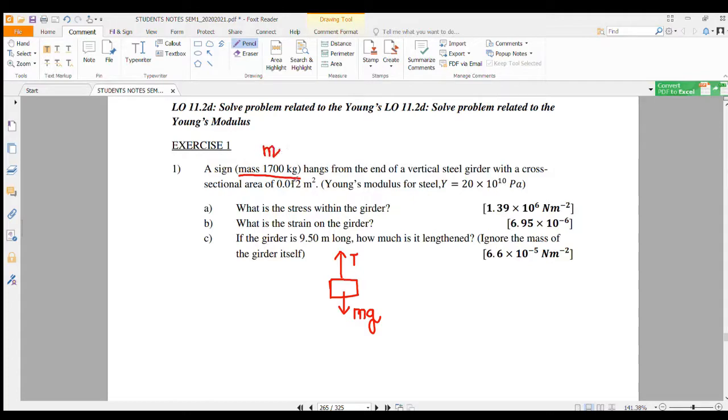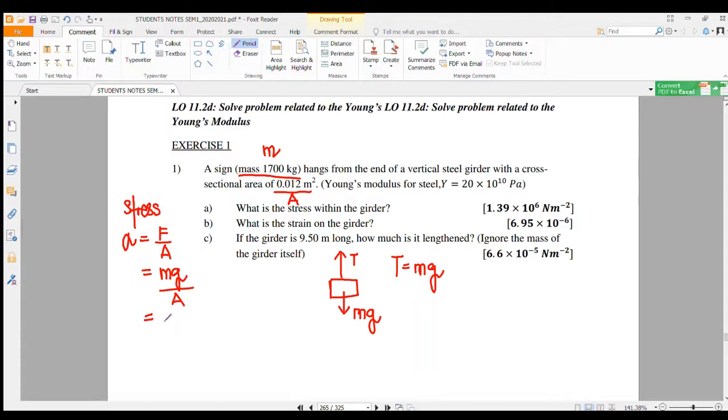The mass is 1700 and the cross-sectional area A is 0.012. So the first question they ask is, what is the stress within the girder? The stress equation is F over A. Okay, so F here refers to the tension. At the same time, your tension also equals mg. So you substitute mg, and the area is the cross-sectional area A.